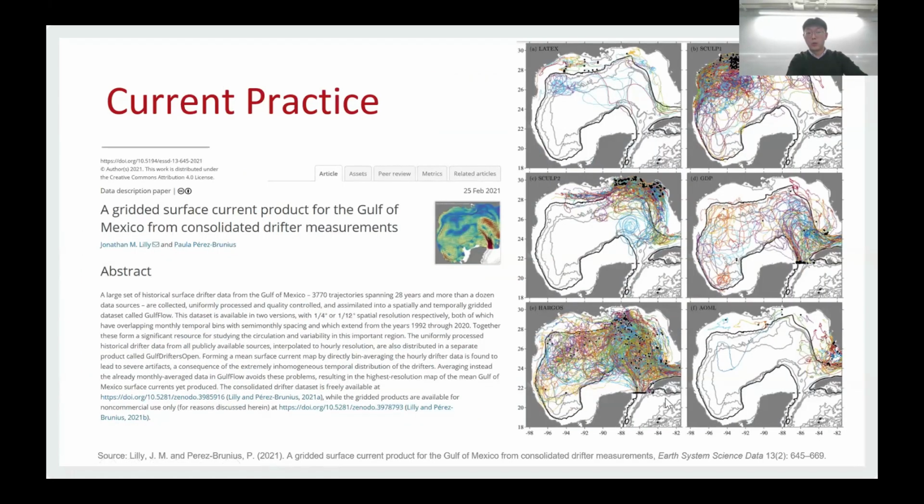And there are a lot of open data sets and papers about these drifter data sets. This is quite an important paper, relatively new. It's 2021 by Johnson, Lilly, and Paula Brunias, where they consolidated about 25 years' worth of drifter data and put it into this open source package, and people can look it up.